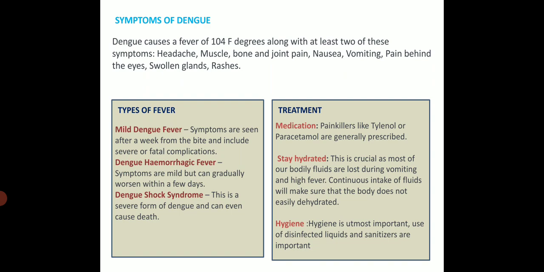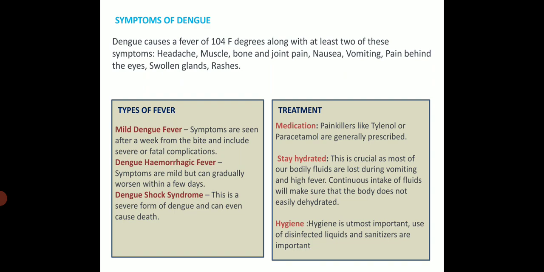The fever you find during the disease has been categorized into 3 types, that is mild dengue fever, dengue hemorrhagic fever and dengue shock syndrome. First one, mild dengue fever, the symptoms are seen after a week from the bite and include severe or fatal complications. Second one, dengue hemorrhagic fever, symptoms are mild but can gradually worsen within a few days. Third one, dengue shock syndrome. This is the severe form of dengue and it may even cause death.